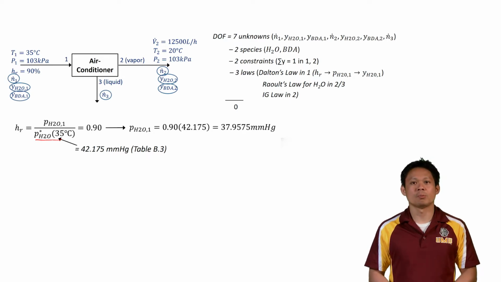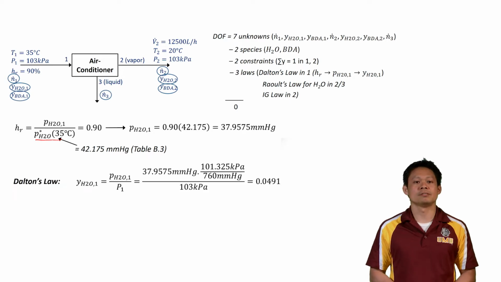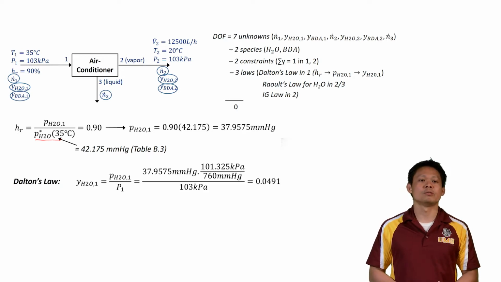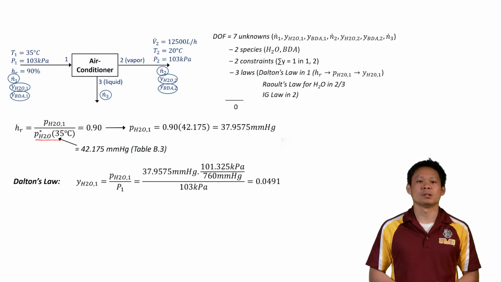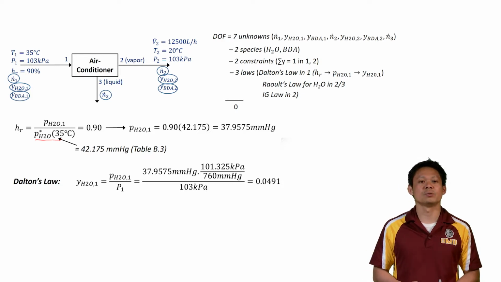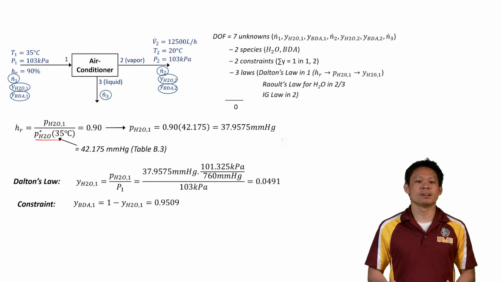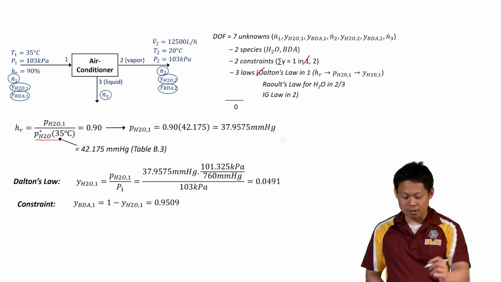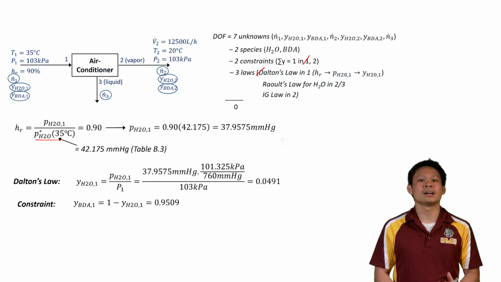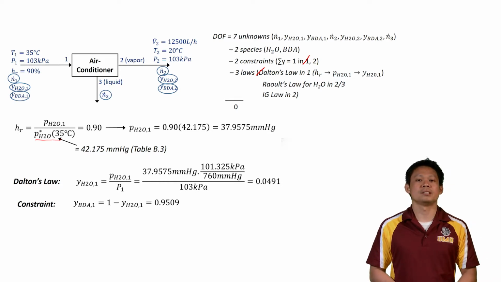With the partial pressure of water vapor, we can now use Dalton's law to find the mole fraction, because we have the overall pressure in that stream. Convert it to the same units, and now we have our mole fraction as 0.0491. Use our constraint to find the mole fraction of our bone-dry air. We get 0.9509. Okay, so now we are done with one constraint. We are done with Dalton's law. We have the Raoult's law and the ideal gas law and our 2 species balances.